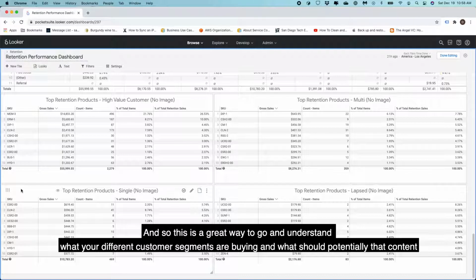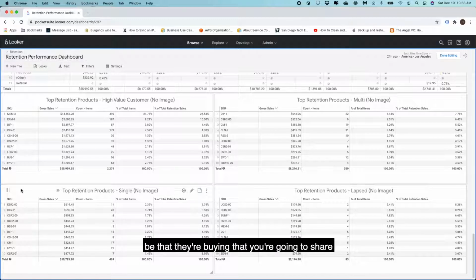And so this is a great way to go and understand what your different customer segments are buying and what should potentially be the content that you're going to share with those specific customer segments.